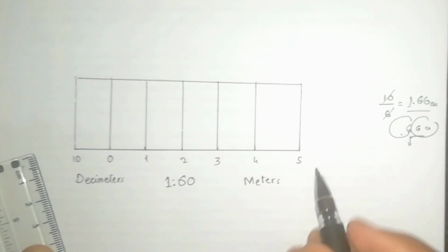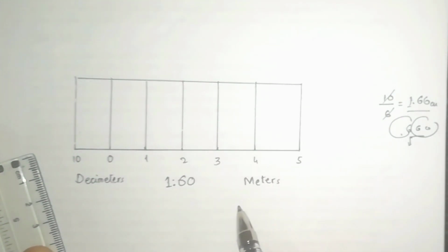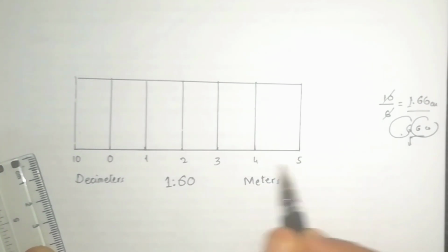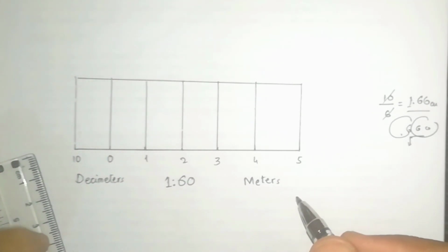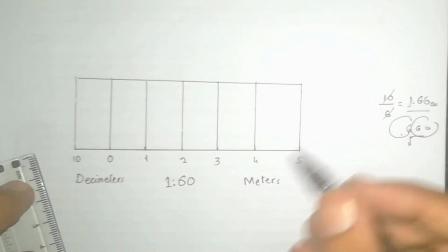So now you can see that 2 units have been shown here on the scale. That is, one is the meters and the second one is the decimeters, along with the representative fraction, that is 1:60. Hope you have learned what I wanted to explain here.